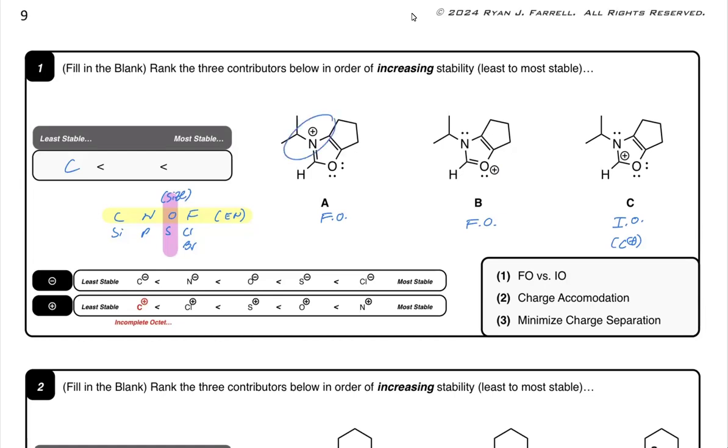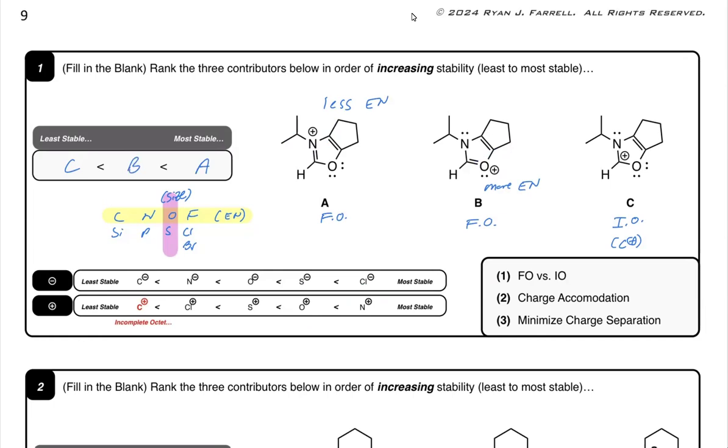Now, if we have an overall positive charge there, we'd ideally want that on the less electronegative atom. Nitrogen is less electronegative, oxygen is more electronegative. So in this case, the nitrogen is going to bear that positive more stably than the oxygen given its lower electronegativity. A is more stable than B.